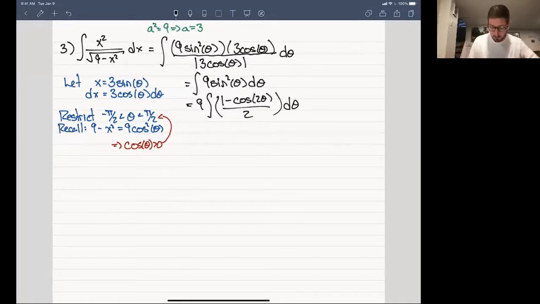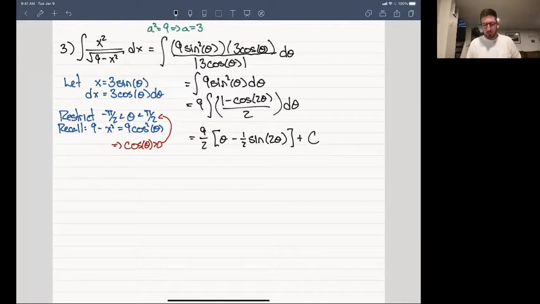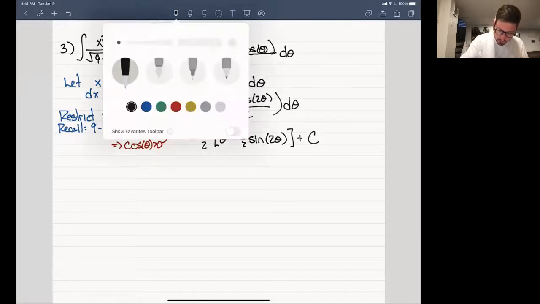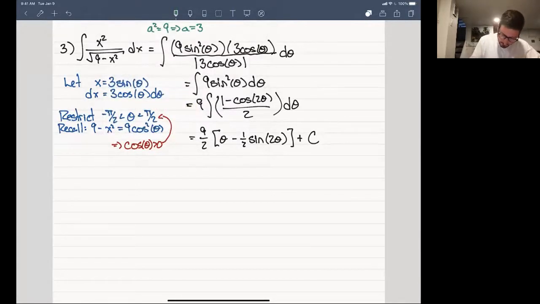We can do this, right? Because this will give me, let's pull the 9 over 2 out front. The integral of 1 with respect to theta gives me just theta here. And integrating that cos of 2 theta gives me 1/2 sine of 2 theta plus c. Okay, so let me scribble something in the margin here again, because we know that we're going to eventually need to do some back substitution.